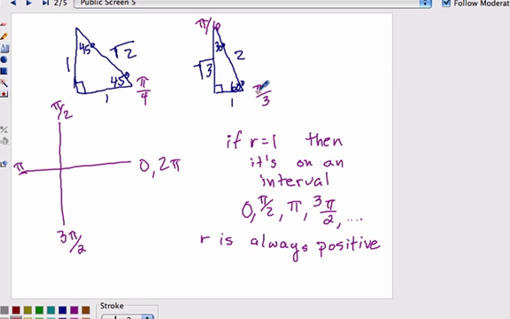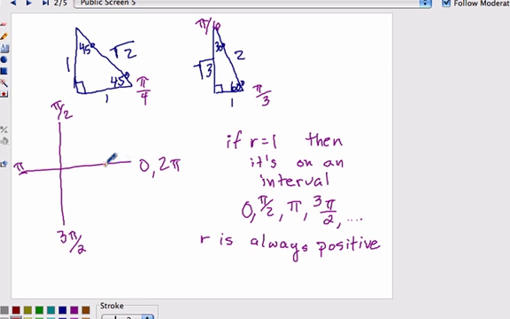Now we're talking about radians, so remember 60 degrees is bigger than 30 degrees, right? So if I took something and divided it by 6, that's going to be smaller than taking the same value and dividing it by 3. That's going to be a bigger piece of it. Okay, so pi over 6 goes with the 30 degrees and pi over 3 goes with 60.